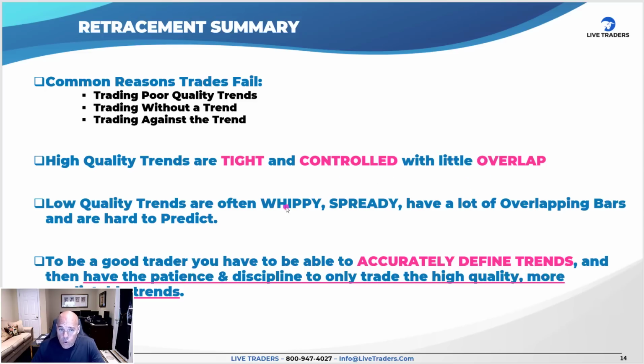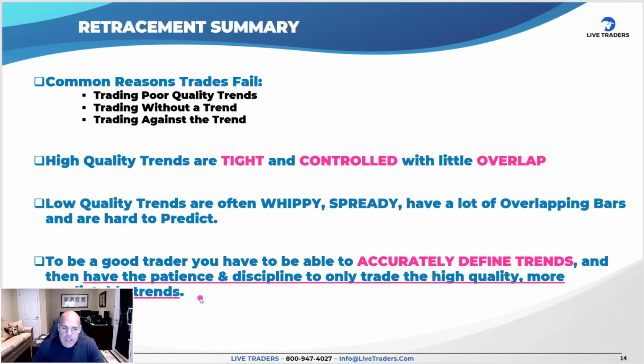Low quality trends are often whippy, spready, and have a lot of overlapping bars, and they're very hard to predict. Just like that last chart we saw. I know it went from 8 to 35, but it was still hard to predict. To be a good trader, you have to be able to accurately define trends and then have the patience and discipline to only trade the high quality, more predictable trends.